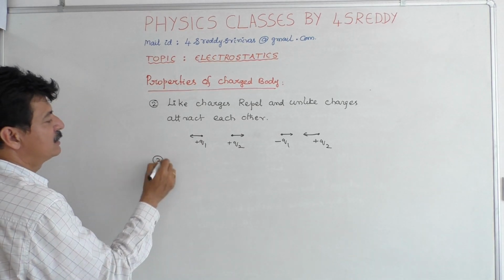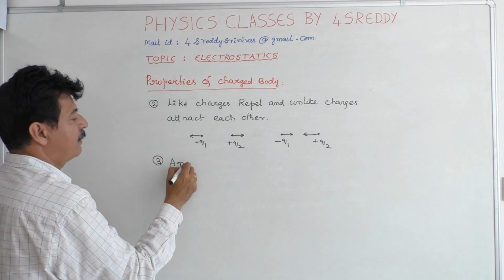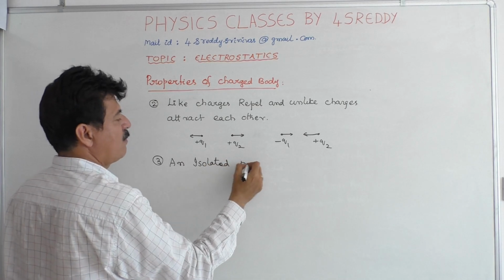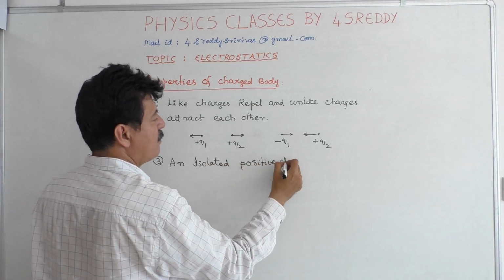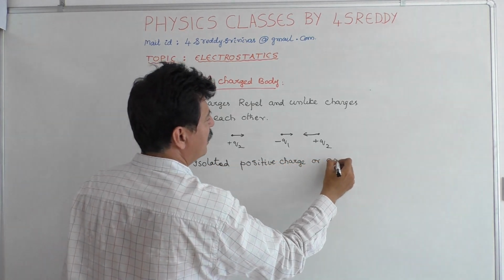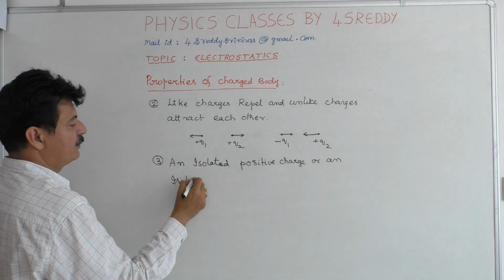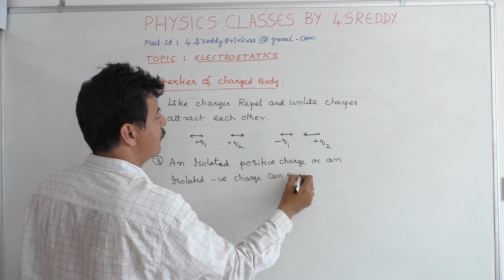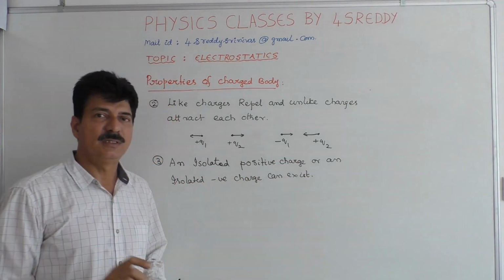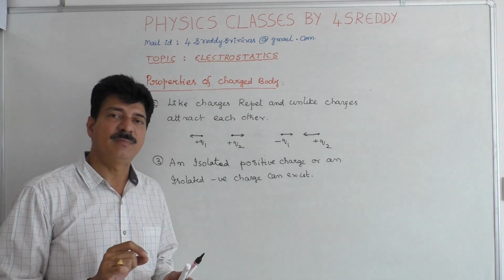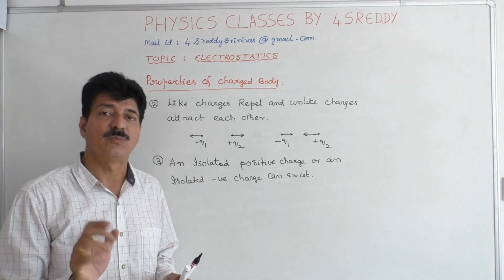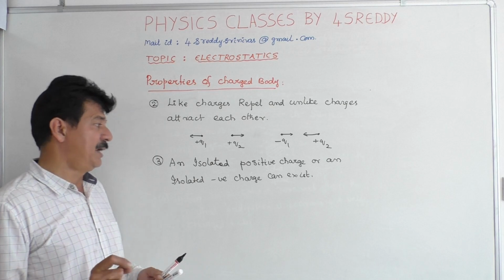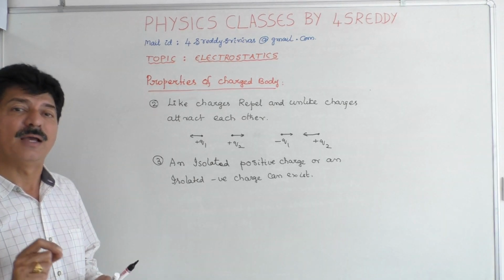And the third point is an isolated positive charge or an isolated negative charge can exist. So, here there is a point. In case of magnetism, an isolated north pole or an isolated south pole cannot exist. But whereas in electrostatics, an isolated positive charge or an isolated negative charge can be obtained.